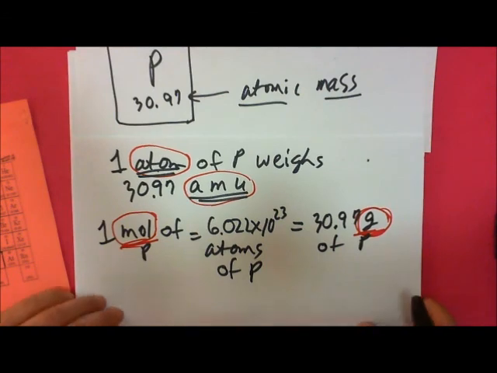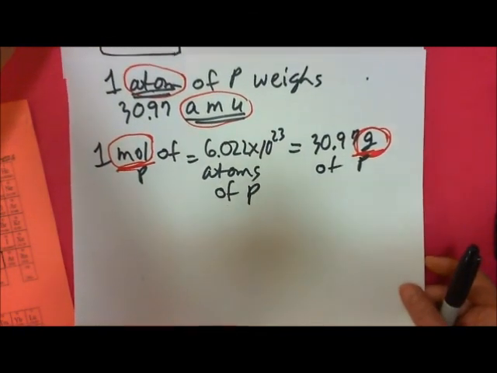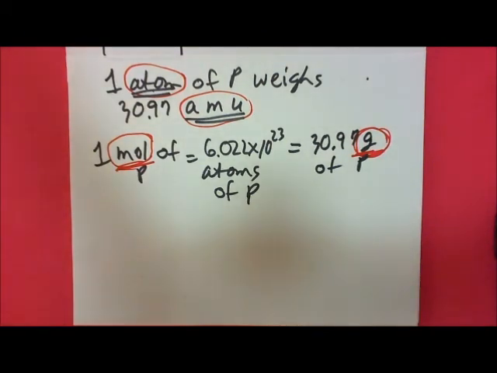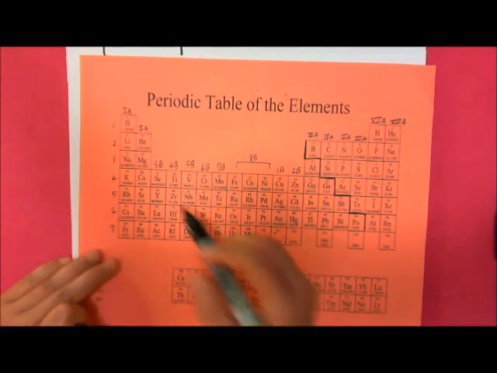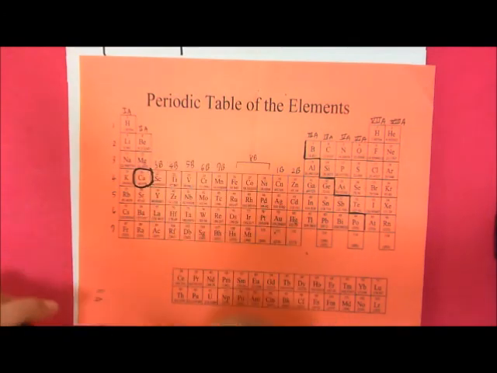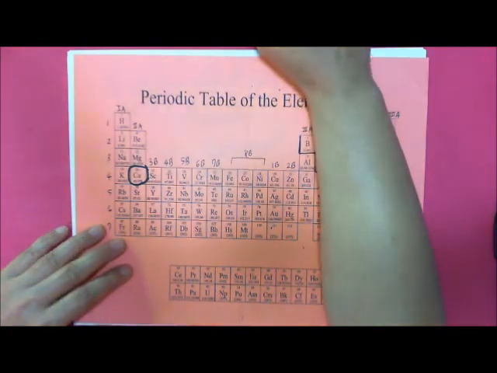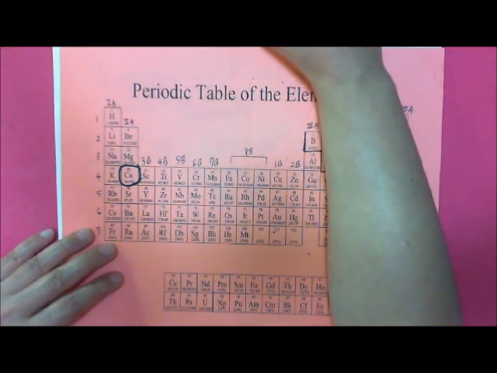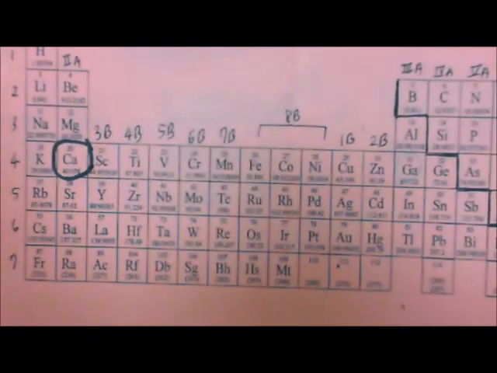Now we can do this for any element in the periodic table, so let's look at another element. We'll just choose any old element we like, and we're going to choose calcium. Let me zoom in for a minute so you can see it. Here's our element calcium in the periodic table.